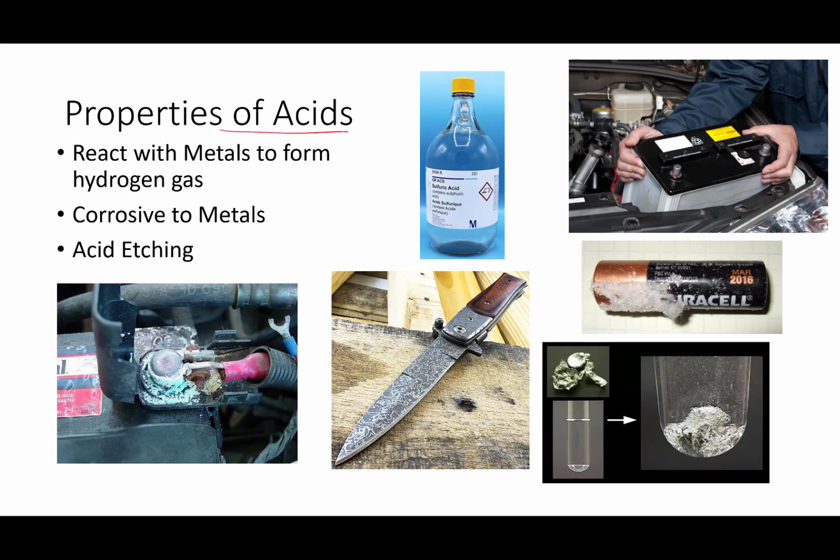Another property of acids is that they tend to react with metals. They can corrode metals. They can increase the rate at which metals rust. When acids react with metals, they tend to form hydrogen gas. So if you have acid, for example, sulfuric acid, which is known as battery acid, and some of that acid gets on the terminals of a car battery, it can cause corrosion, and that corrosion is the chemical reaction of the acid plus the metal.